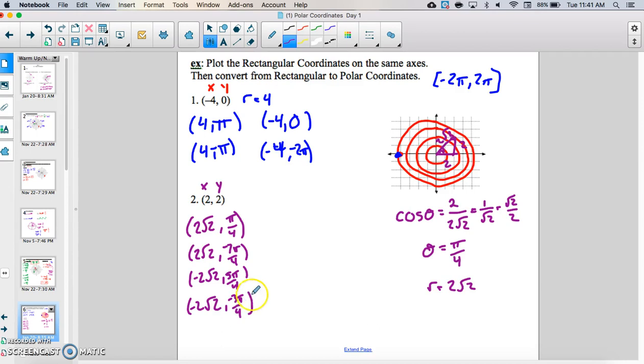So that is how we convert from rectangular to polar. First, I would maybe sketch it out, find the radius. They're not necessarily always 45-45-90, so you can use your Pythagorean theorem. And then you could use cosine, sine, or tangent to find what that angle is. All right, almost done.